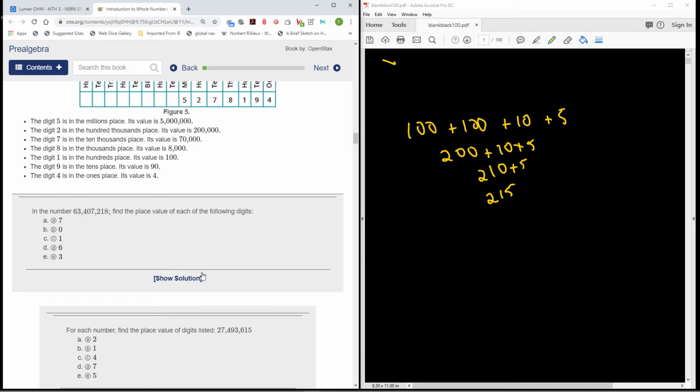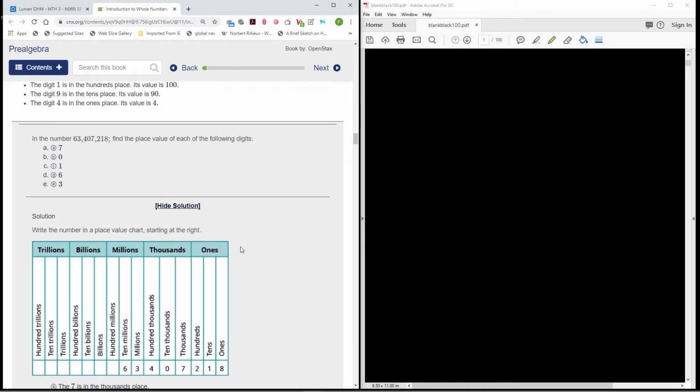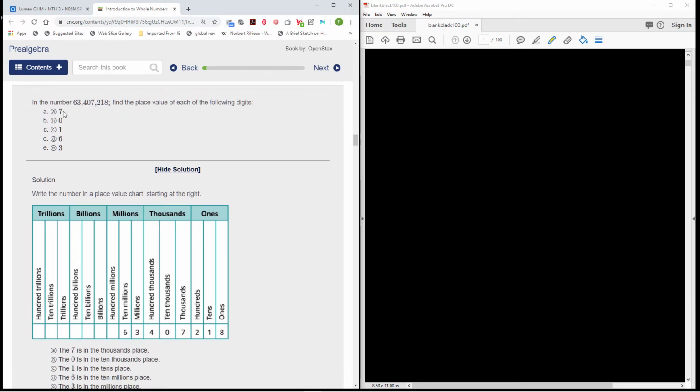Now they want us to break this one down. They want us to find the place value for each place. Looking at this here, we see that the 7 is in the thousandths place. The 0 is in the 10,000ths place. The 1 here is in the tens place. The 6 is in the 10 millionths place, and the 3 is in the millionths place.